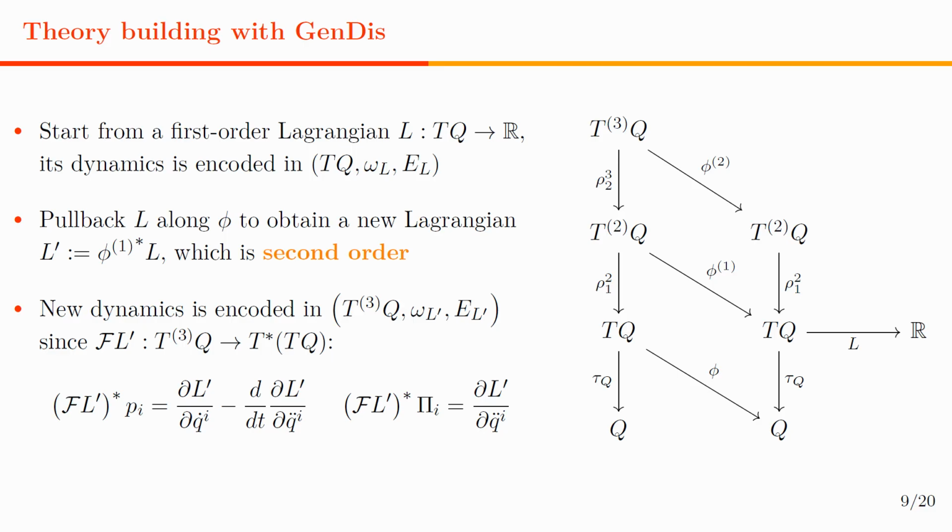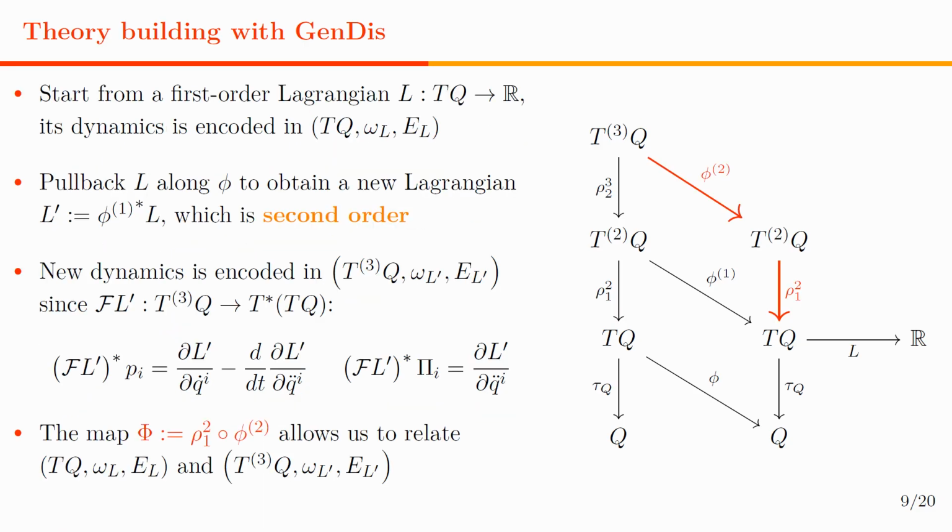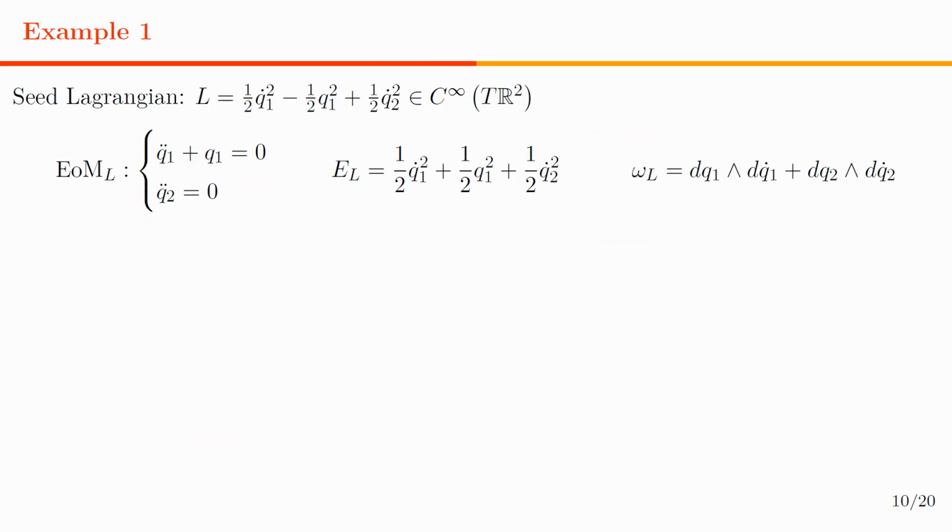This is exactly the same as what we would do if we had a diffeomorphism of Q: we would obtain a new Lagrangian by pulling back along the tangent of the map. And now we have two Lagrangians, L prime and L. We want to relate them. In particular, a second order Lagrangian has phase space the third order tangent bundle, and so the relevant map to relate the two theories is this composition of red arrows in the diagram, the map I will call phi. And we want to relate the presymplectic triples associated to the two Lagrangians.